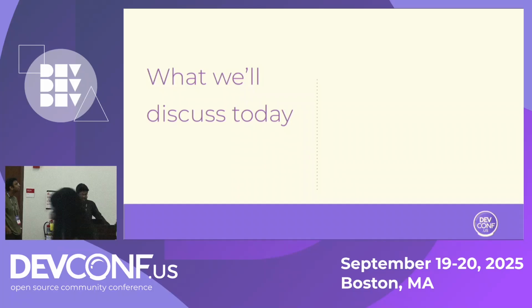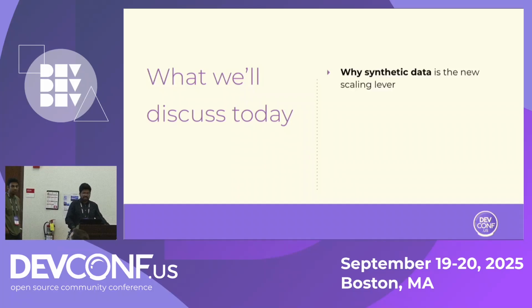So here's what we'll discuss today. First, we'll start with why synthetic data is becoming the new scaling lever for large language models. Next, we'll introduce you to SDG Hub, our open source toolkit that makes building and running synthetic data generation pipelines simple and modular. And then we'll look at how to go from generic to custom, so bringing your data into your models. Finally, we'll wrap it up with some question and answers. And our goal is that by the end of this talk, you'll not only see why synthetic data matters, but also how you can immediately apply these tools for your use case.